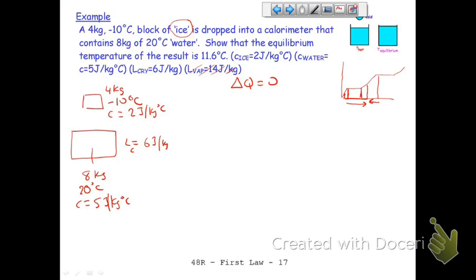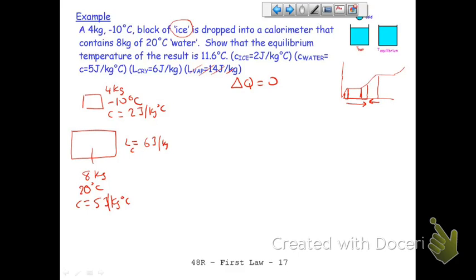I'm doing 3 things to the ice. I'm heating it up to its melting point, I'm melting it, and then I'm heating it up to its final temperature. Doing 3 things to the ice. I'm doing 1 thing to the water. I'm cooling the water down. That's 4 things. I need 4 terms. Most common mistake in this, people just miss a term out. They forget about raising the temperature of the melted ice water to its final temperature. They just forget about it. So you've got to be careful about that.